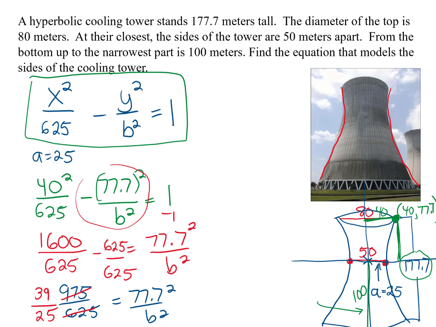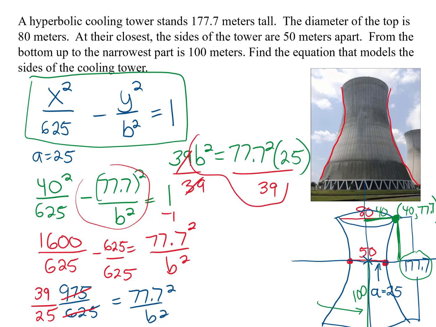Now I'm going to clear this equation of fractions. And so in order to do that, I'm going to go ahead and move up here where I've got some room. So I'm going to have 39b squared is going to equal 77.7 squared times 25. Now my last step for getting b squared alone will be to divide by the 39.